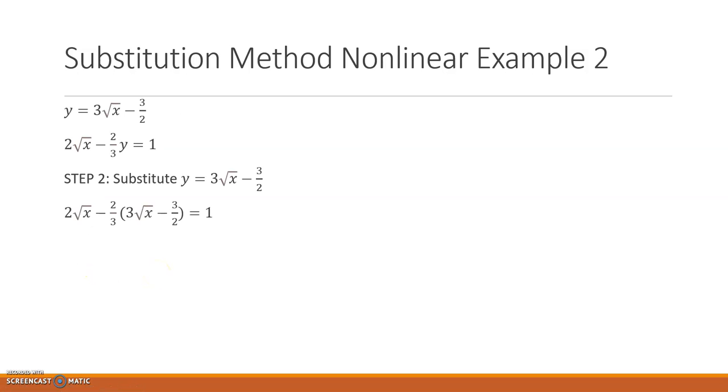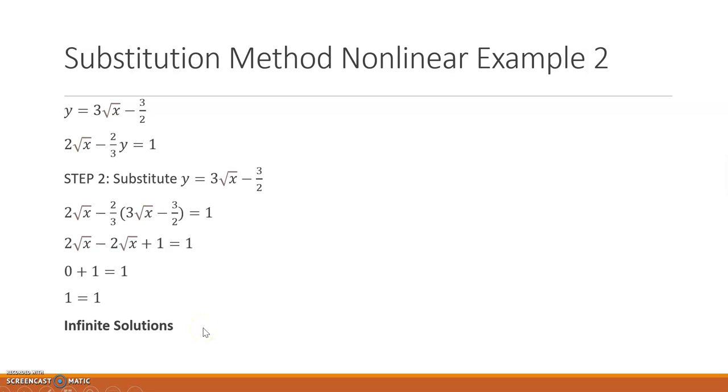Now when we substitute that into our other equation, we have 2 times the square root of x minus 2/3 times the quantity of 3 square roots of x minus 3 over 2 equals 1. Now when we distribute, we find 2 times the square root of x minus 2 times the square root of x plus 1 equals 1. Note that 2 square roots of x minus 2 square roots of x is just 0, so we find that 1 equals 1. This is true, so this is the case of infinite solutions. And that would be our final answer.